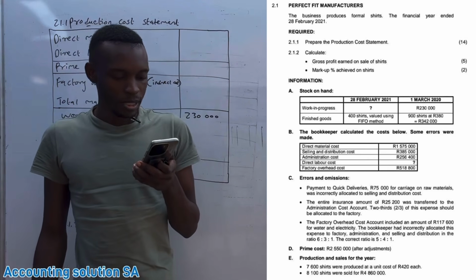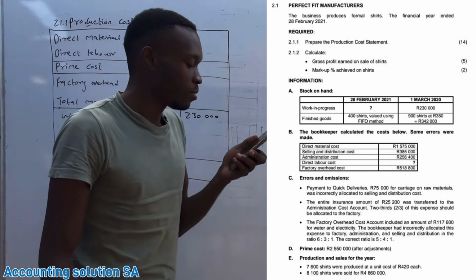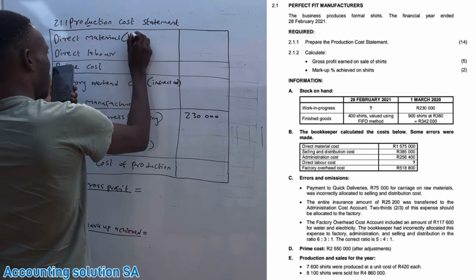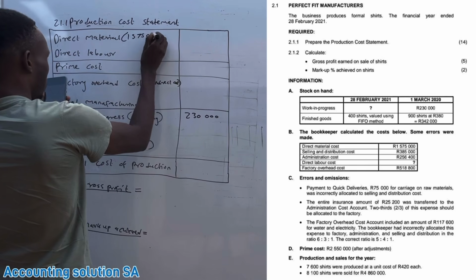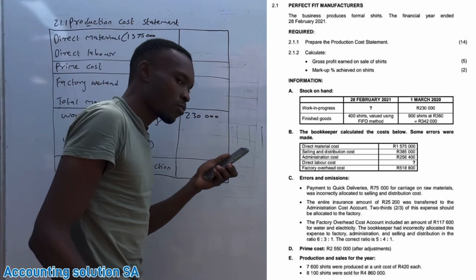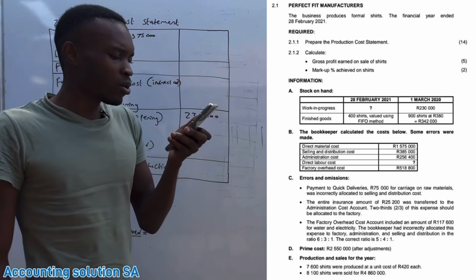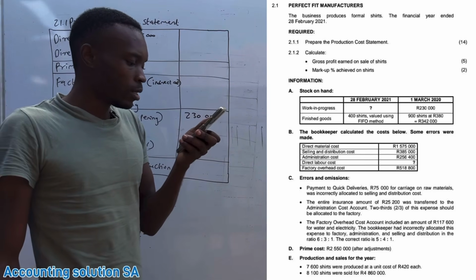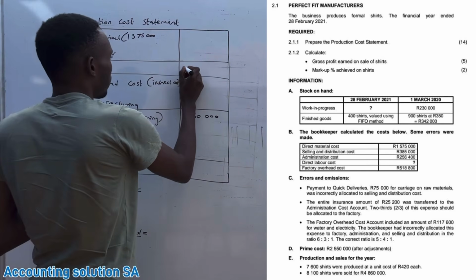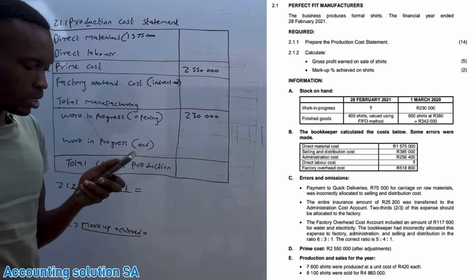Okay, number B, the bookkeeper calculated the cost below. Some errors were made. Direct material, before any error had been made, it was 1,575,000. We're going to check the transactions. Then direct labor, they didn't give us anything. Okay, let's start with this part first, the prime cost. If we quickly go to number D, they said the prime cost is 2,550,000. It was given as the prime cost in this question paper.